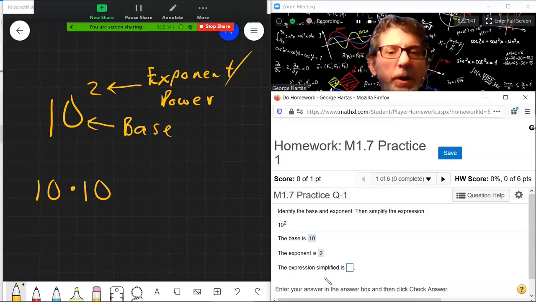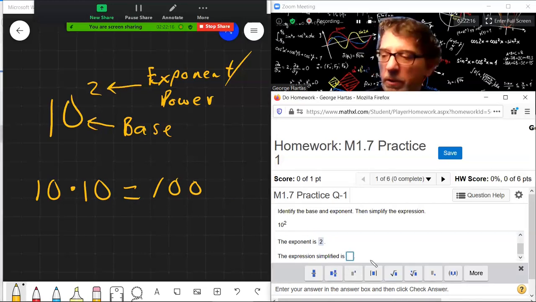So what do they want us to do here? They want us to simplify the expression. Simplify. Another word you're going to hear a lot of. Simplify pretty much means whatever it is that you're doing, finish it off and give me the answer. Right here, we're multiplying 10 times 10. They want to know, well, what is the answer of 10 times 10? And 10 times 10 is 100. So that is the simplified expression of what we were doing.